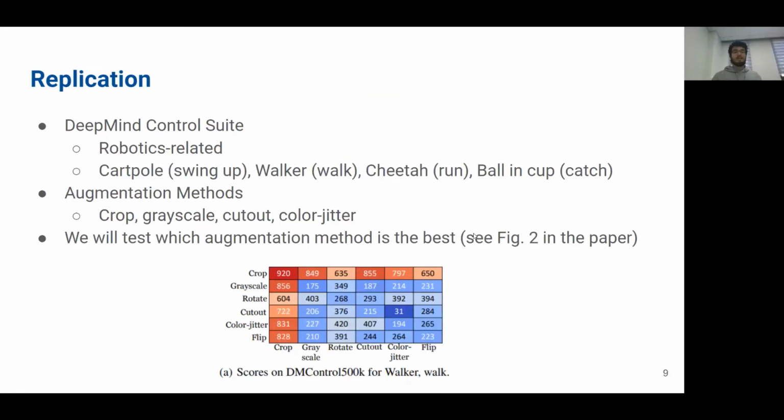So we decided to replicate the results on the DeepMind control suite. We chose it because it's the most robotics related environment that they use in the paper. We selected 4 environments: cartpole, walker, cheetah, ball and cup, and we also selected 4 augmentation methods: crop, grayscale, cutout, and color jitter. Basically, our main question is which augmentation is the best in improving generalizability and efficiency in our RL agents.